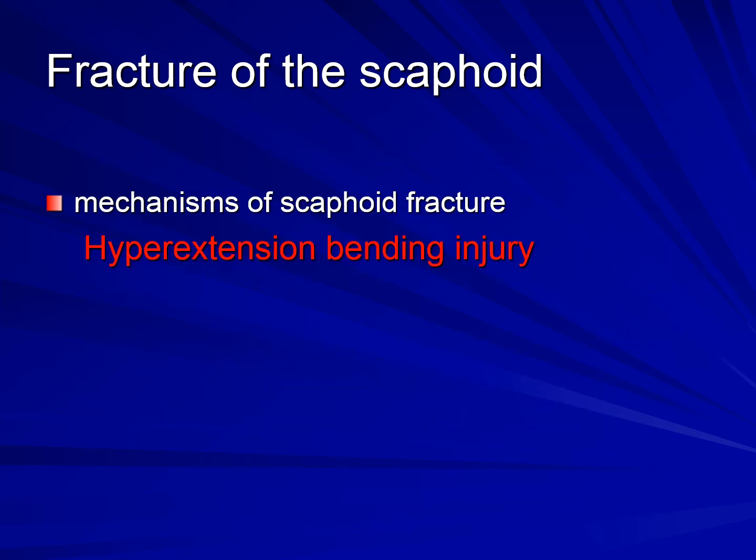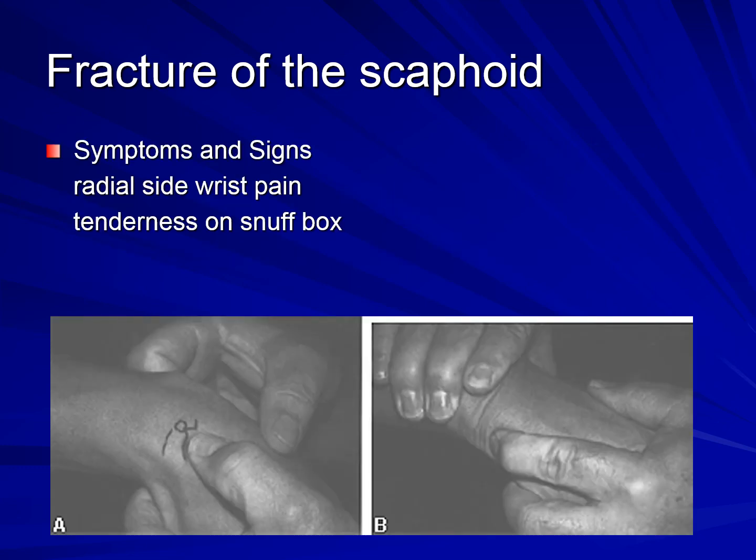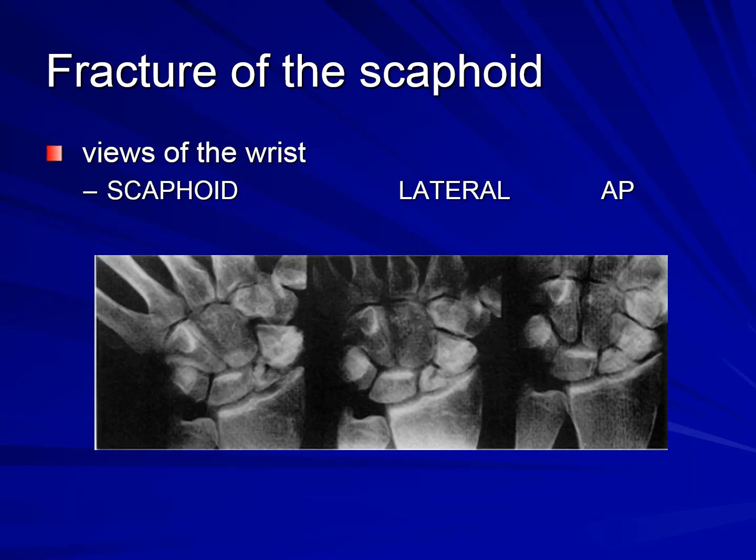The mechanism of the scaphoid fractures includes hyperextension bending injury. Symptoms and signs of the fracture scaphoid include radial side wrist pain and tenderness on the anatomic snuff box. Radiological assessment of the fracture scaphoid includes plain X-ray for the wrist, anteroposterior, lateral, and scaphoid views.